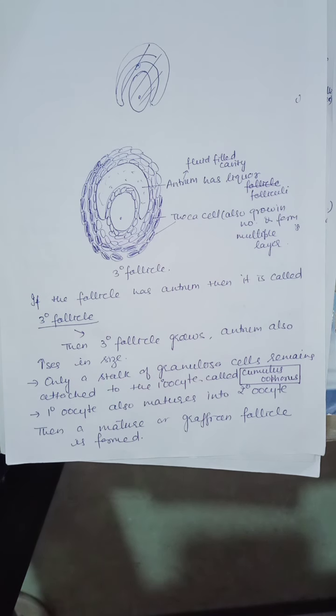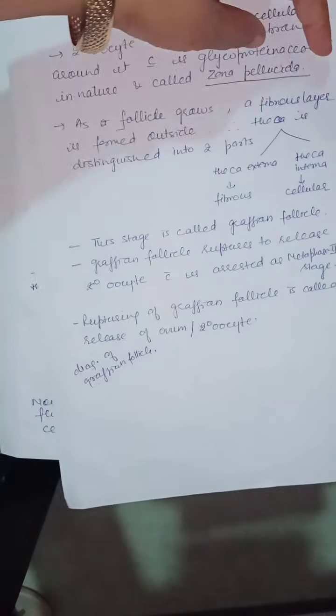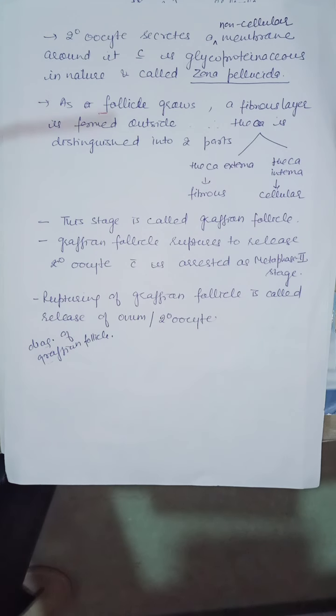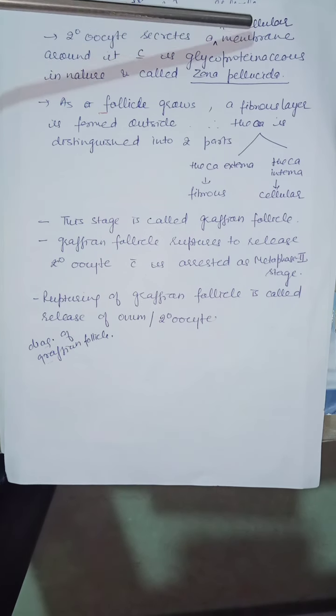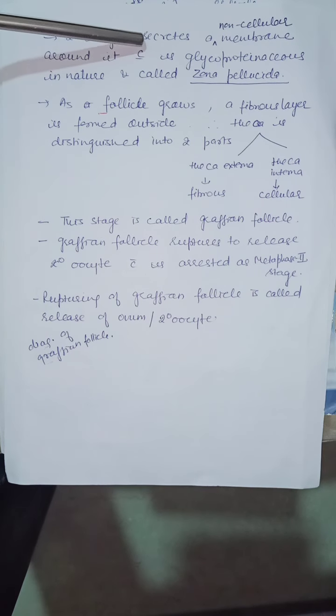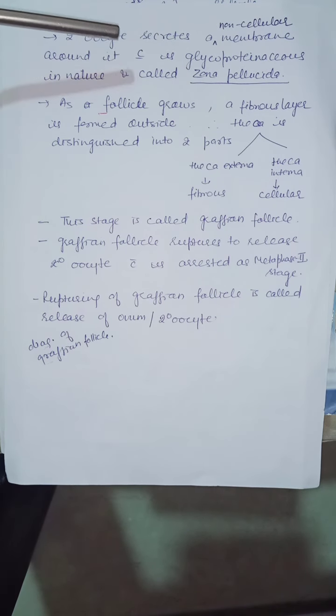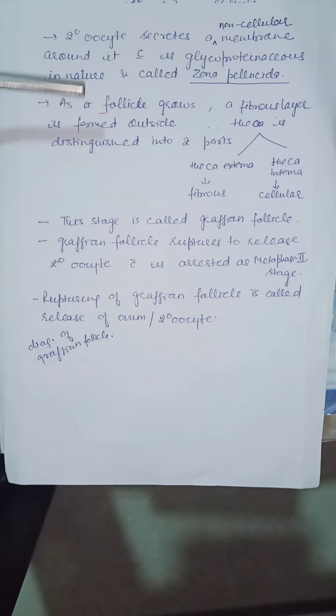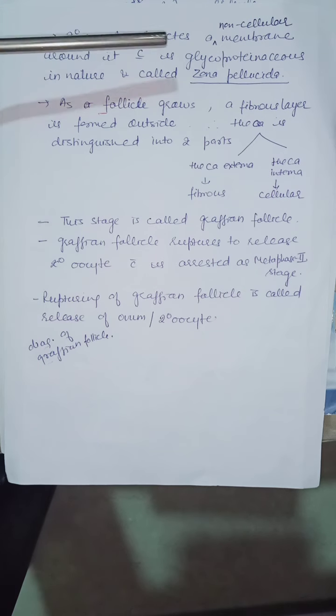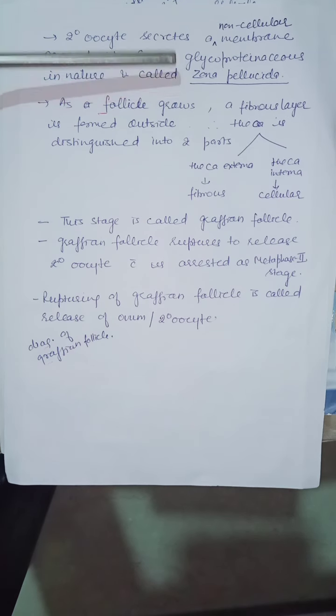In addition to this, the secondary oocyte also secretes a non-cellular membrane around it, which is glycoproteinaceous in nature and is called zona pellucida.